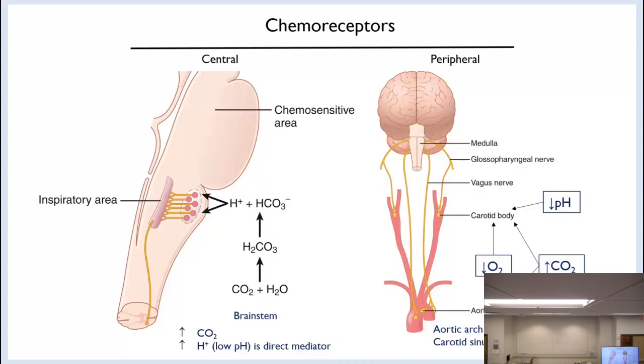So notice how this matching can help you to create questions. Which of the following will most likely respond to this or that? For example, if we use the central chemoreceptors, there is only one possible option: hydrogen ions, or pH changes, or acidosis in the cerebrospinal fluid. Because this doesn't detect hydrogen in the blood, but in the CSF.